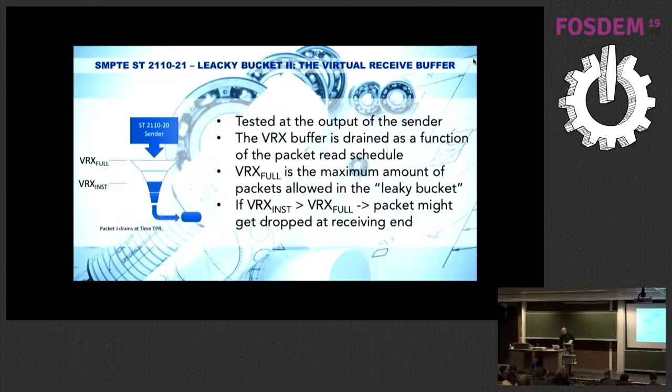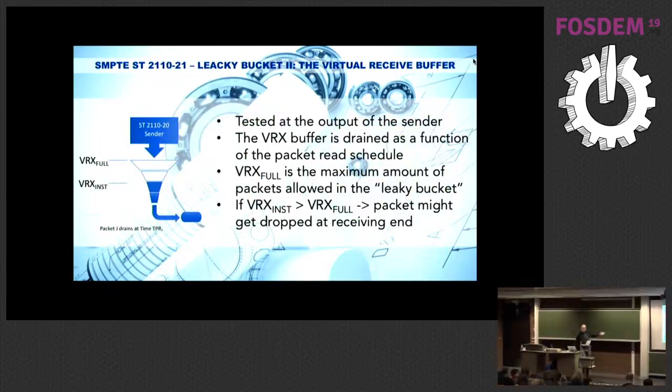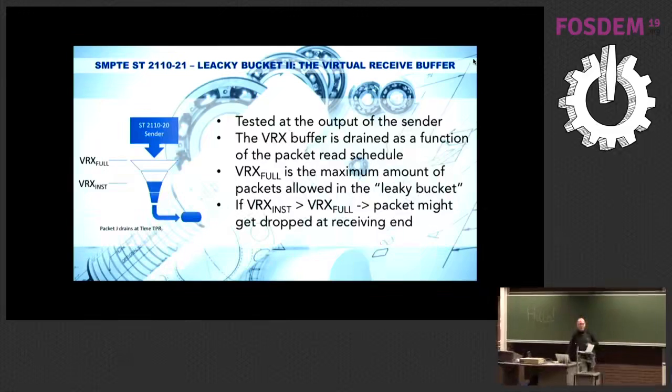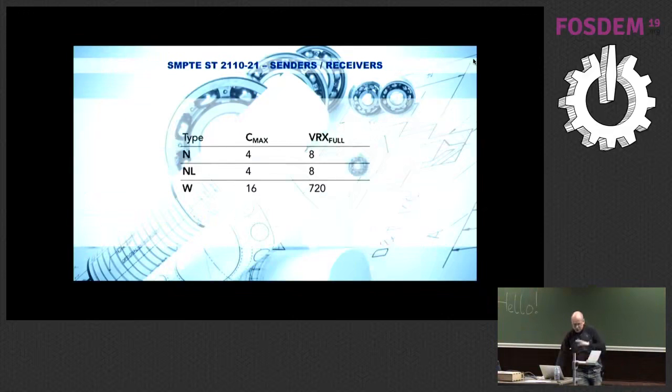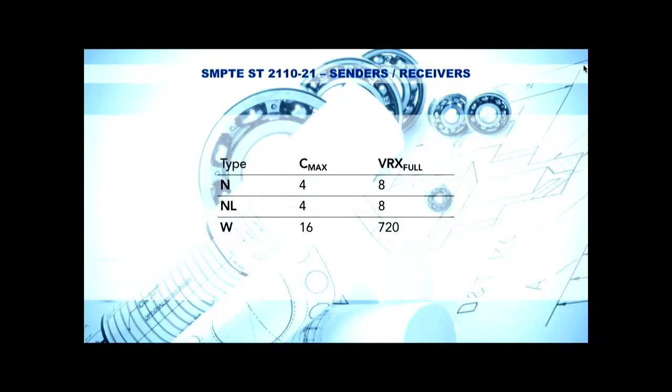So the VRX buffer, I mentioned this before, is similar to the C buffer, but you need to have PTP simulated to really see what it does. Now these numbers are defined, and this was the biggest struggle in SMPTE, on the SMPTE calls, and it's this Cmax. They said you have a narrow sender, which is strictly defined and shall not go above 4 packets in this virtual buffer, and you have a wide sender, which shall not go above 16 packets.